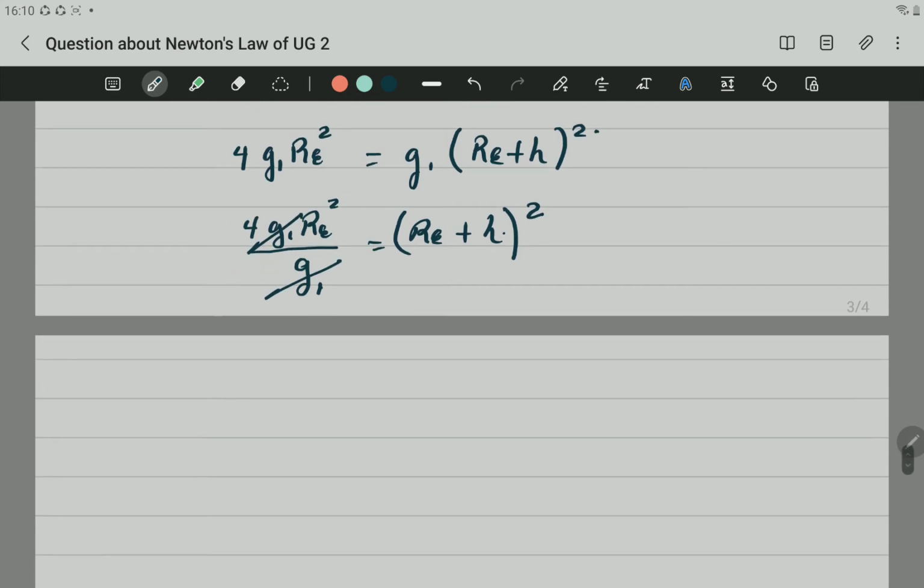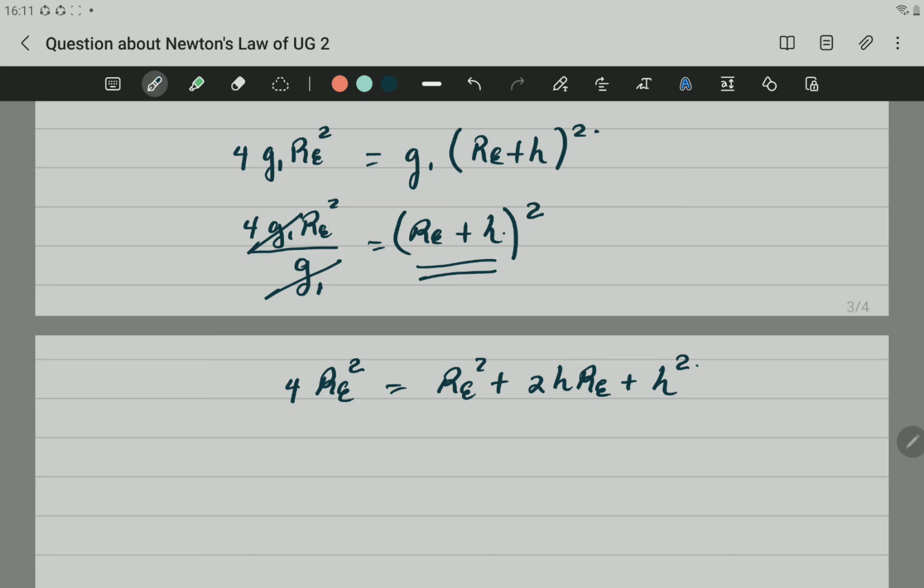So what do we have now? We have 4 multiplied by the radius of the earth to the power 2 is equal to, and we can solve this one. This one is the square of the first plus the double, the second multiplied by the first, so it's 2h re plus the second to the power 2. That is h to the power 2.